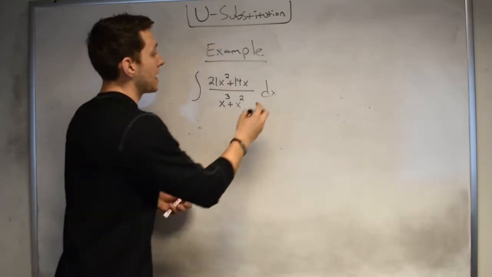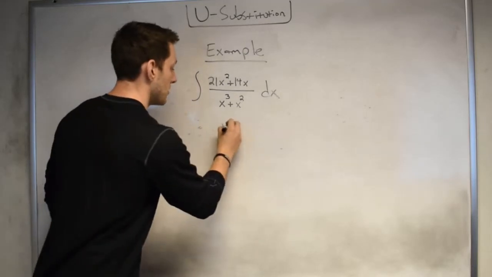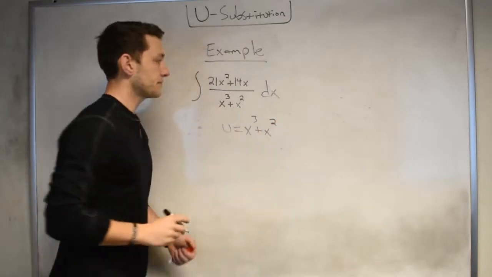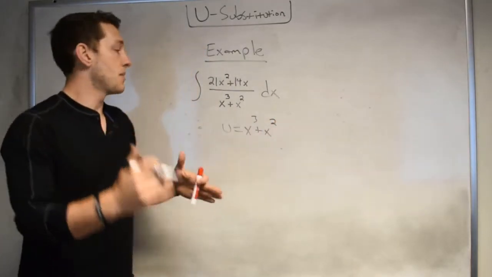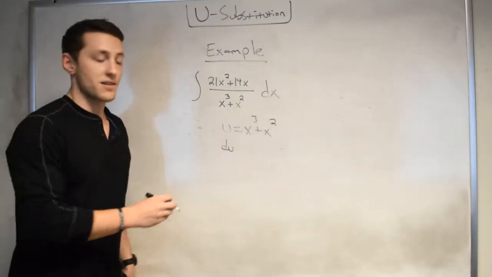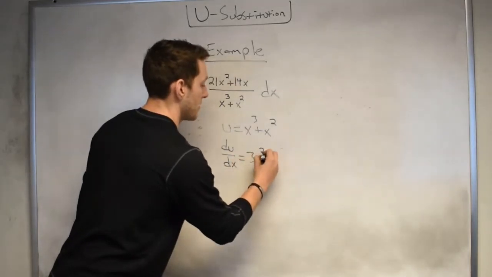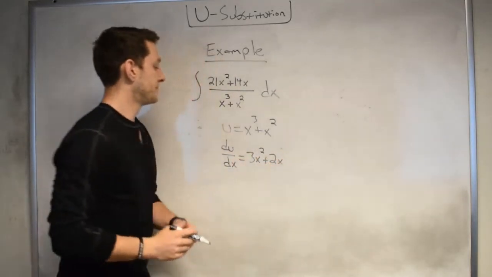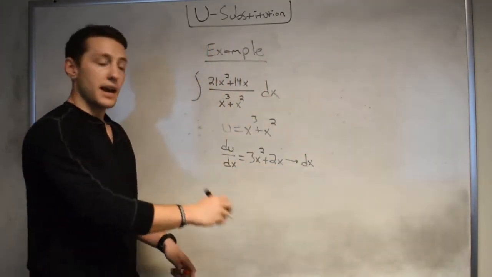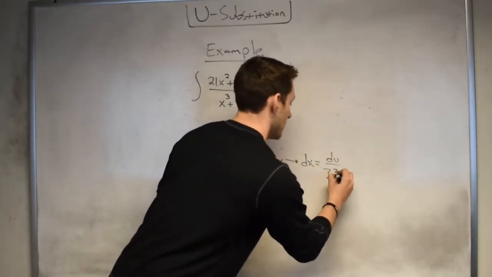Like I said, the bottom of the fraction is usually the best u to pick given a fraction. So let's let u equal x cubed plus x squared. Same exact process, now I'm committed to turning this into terms of u, so to get something to sub in for dx, I derive u. du over dx is equal to 3x squared plus 2x. Meaning, once I multiply up and divide over, dx is equal to du divided by 3x squared plus 2x.